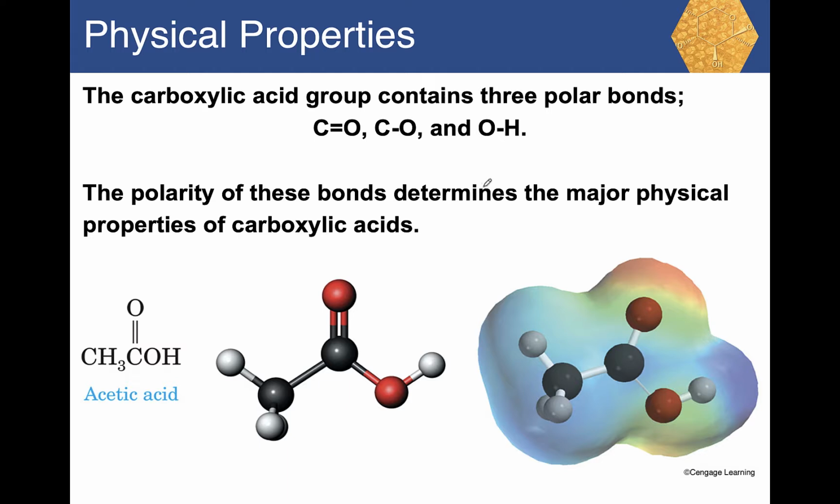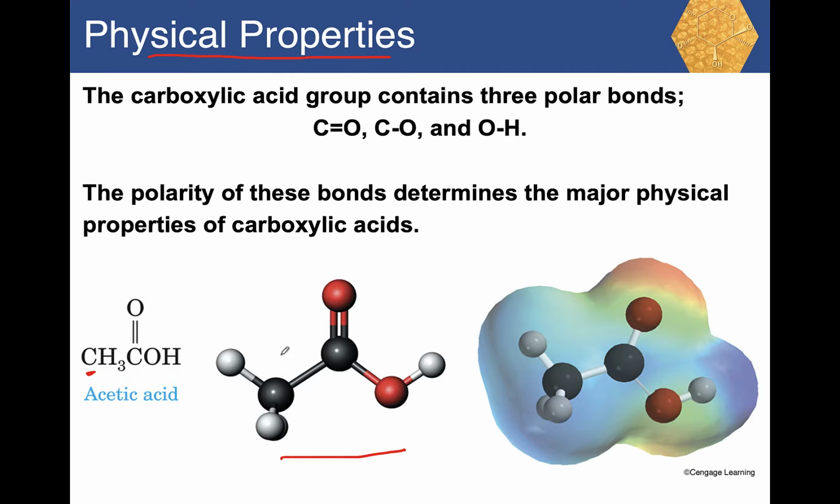Let us turn our attention now to the physical properties of carboxylic acids. As we have pointed out before, there are different bonds in the carboxylic acid functional group. So let's look at acetic acid here. Here's the CH3, here's the carbonyl, and the OH. Expanded, it looks like this.